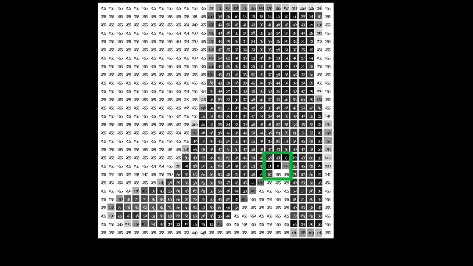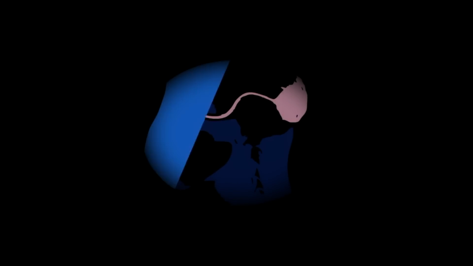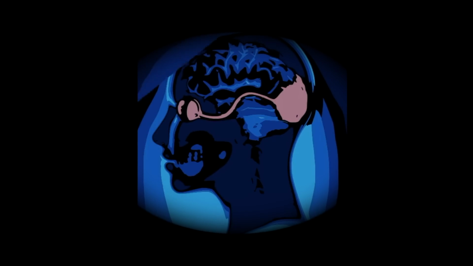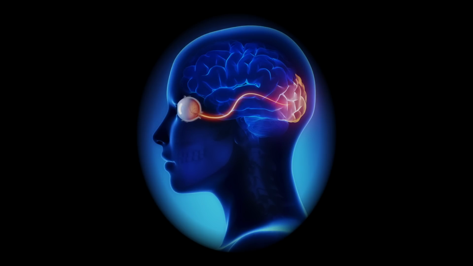We can learn from biology. In their 1981 Nobel Prize Award for Medicine, David Hubel and Torsten Wiesel showed how cells in the primary visual cortex were strongly activated by lines of a given orientation.